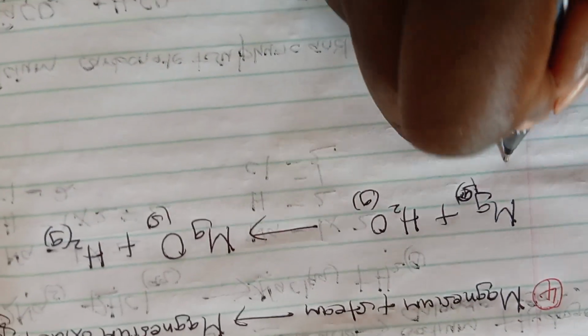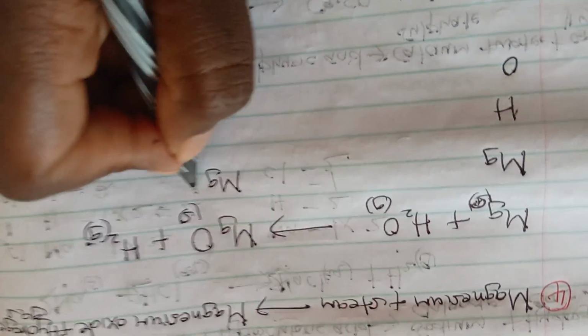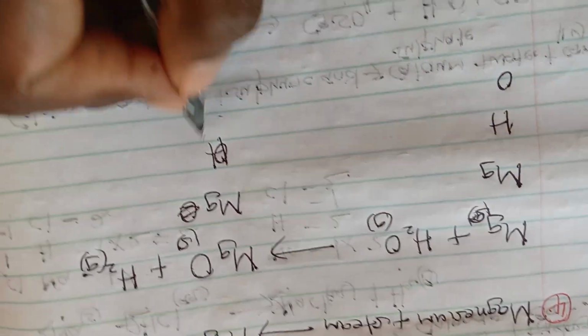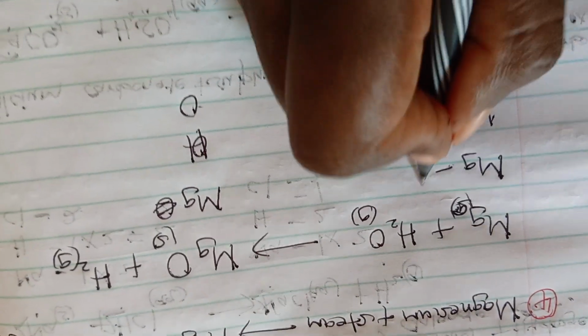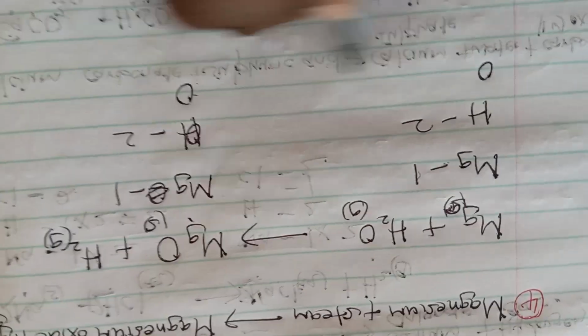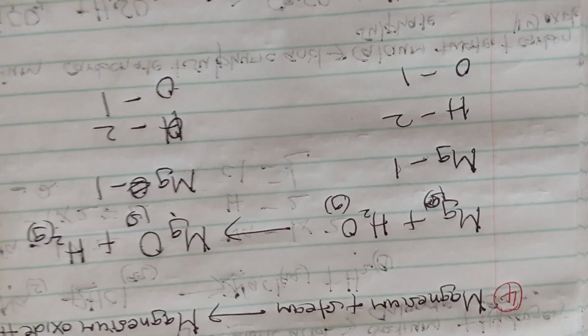So you write the atoms present. You have magnesium, hydrogen, and oxygen. This other side you have magnesium, oxygen, and hydrogen. So magnesium here is 1, magnesium here is 1. Hydrogen here we have 2, hydrogen here we have 2, oxygen we have 1, oxygen we have 1, and your equation is balanced.